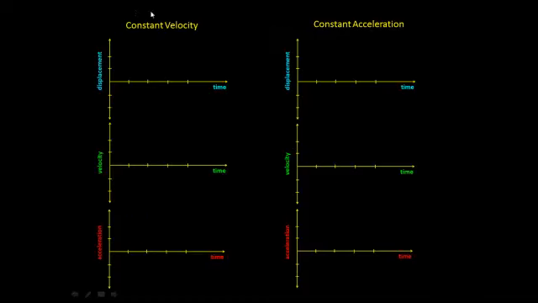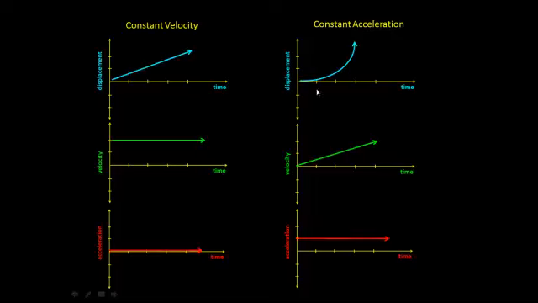Now, if we look at a set of graphs for an object moving with constant velocity and compare them to a set of graphs for an object traveling with constant acceleration, we can generate a couple examples. This is your typical constant velocity set of graphs that you see in an introductory physics textbook. For an object moving with constant acceleration in which the velocity is increasing or decreasing, you often see a set of graphs like this in a typical textbook.